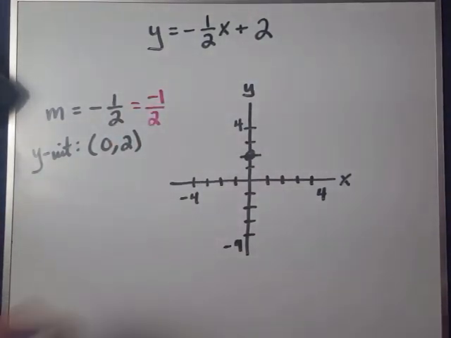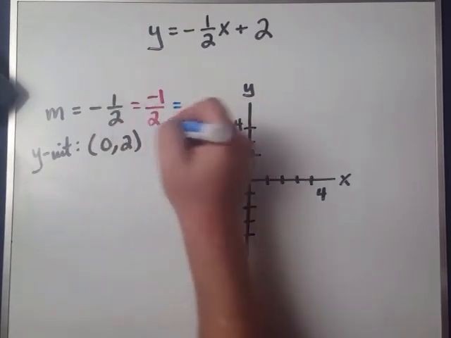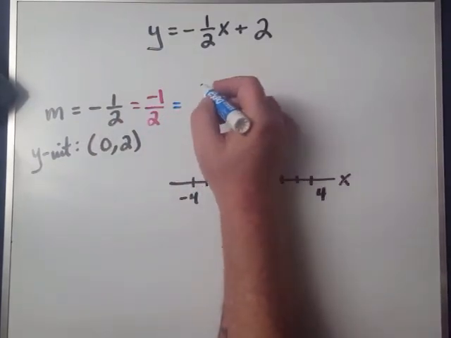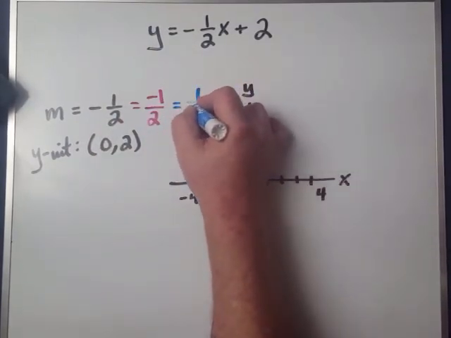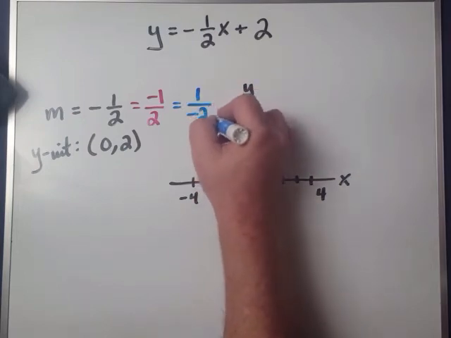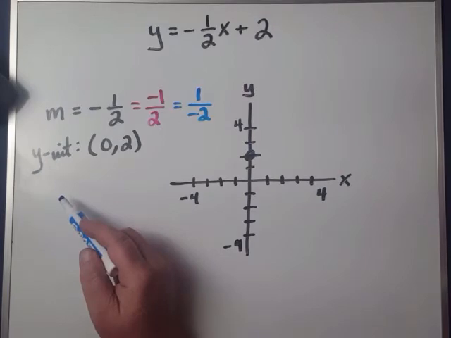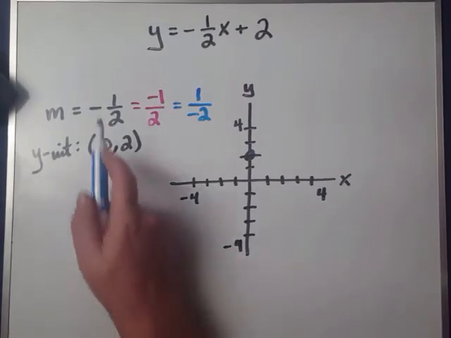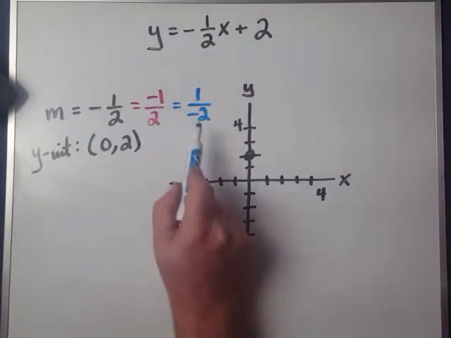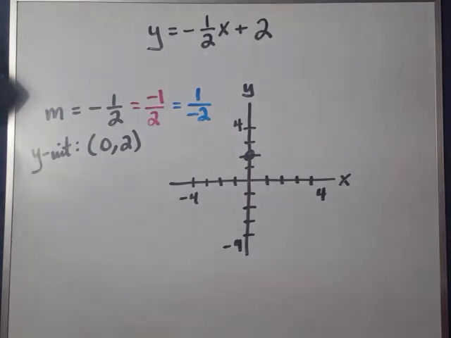Or I could think of that negative as being in the bottom. My rise would be positive 1. My run would be negative 2. A negative can live in any of those three places in a fraction, right? Out in front, we can put it in the top or we can put it in the bottom.